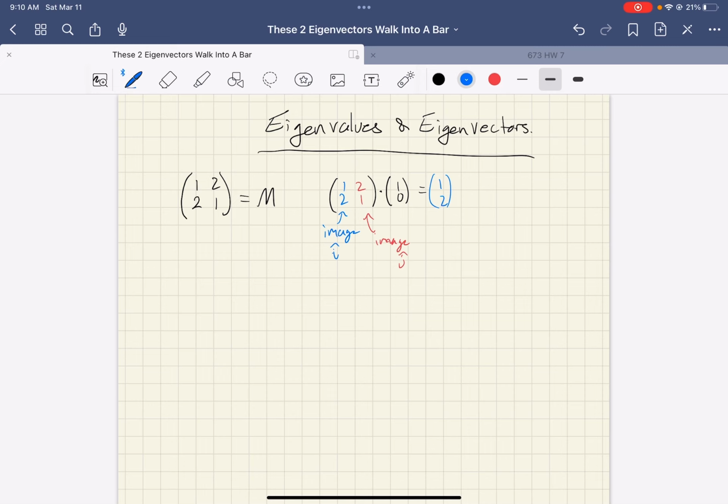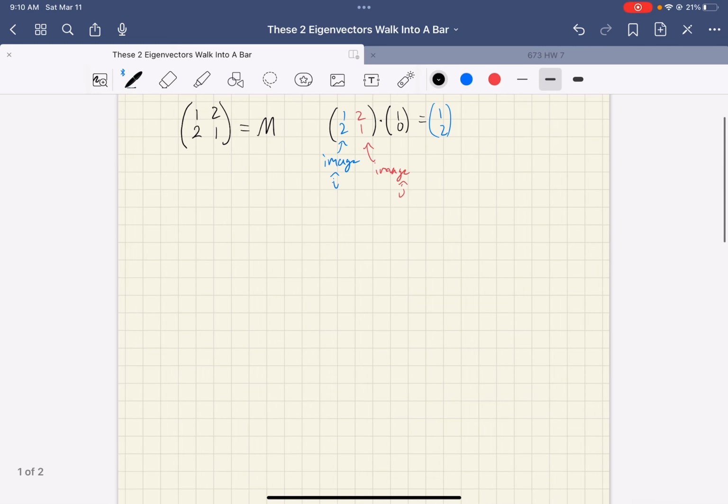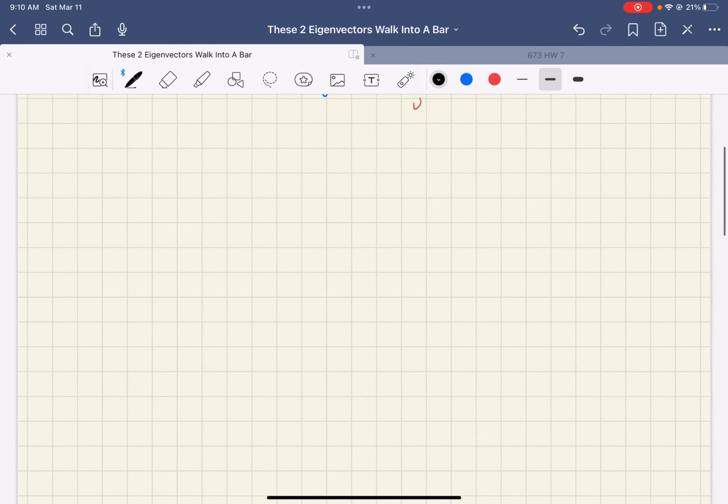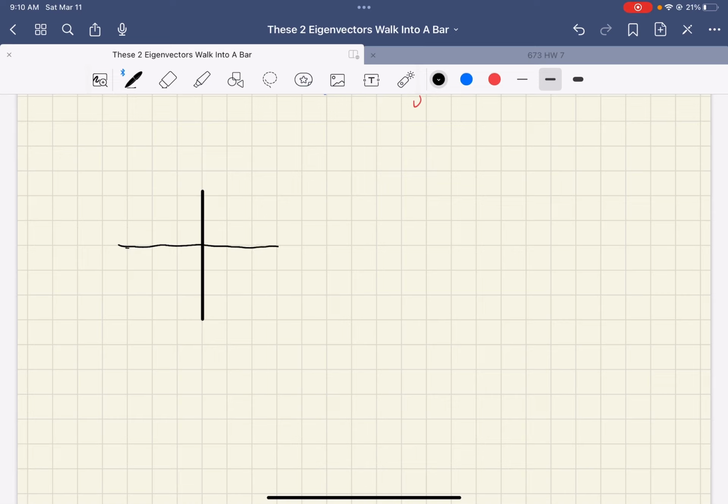Okay, and so what this is saying is, and this is how I would encourage you to draw a matrix action. So if we were to put down a grid, this is good enough, doesn't really matter. And then we put down our I hat. So here it is. Okay, here's I hat. This is the 1, 0 vector.